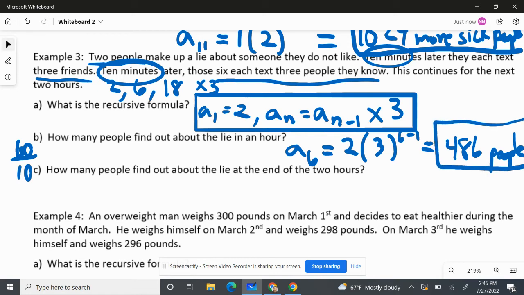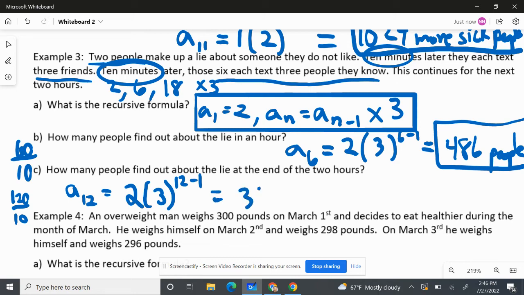Now for letter C, how many people find out about the lie at the end of 2 hours? So I'm going to do the same thing. 2 hours is 120 minutes. If I divide that by 10, what I get is 12. So a sub 12 equals 2 times 3 to the 12 minus 1. 12 minus 1 is 11. So I'm going to take 3 to the 11th power, and I'm going to times it by 2. And that right there gives me 354,294 people.